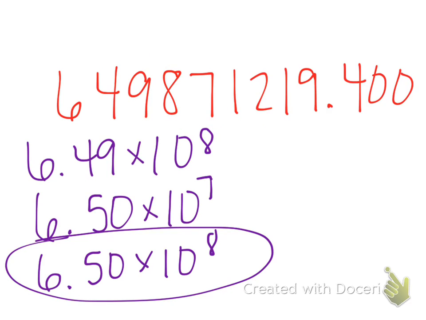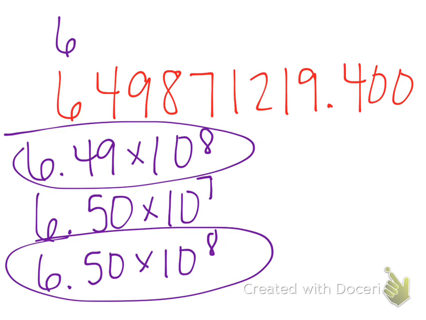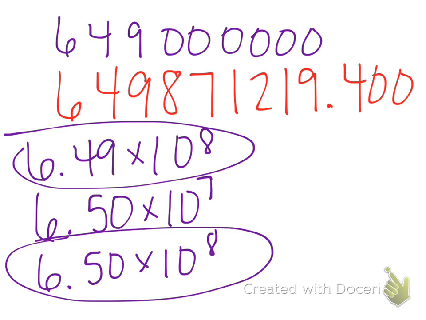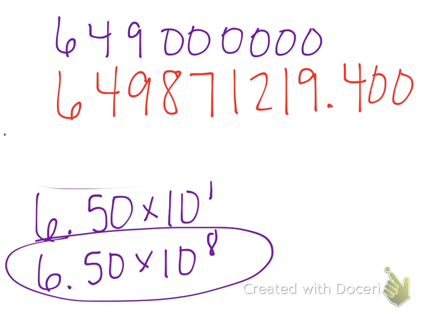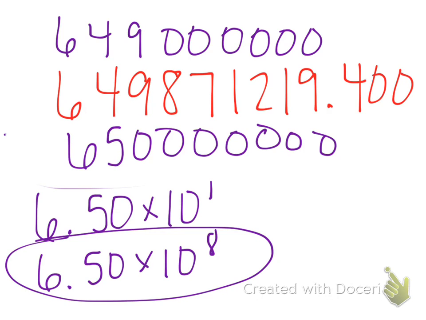Let me show you why 6.50 is better than 6.49. Okay, if I would expand this number out, 649000000, right? That's what the number would be. If I would expand 6.5 out, 6.5 times 10 to the 8, I get 650000000. Which of those numbers is closer to the original? The bottom one or the top? The bottom, right?